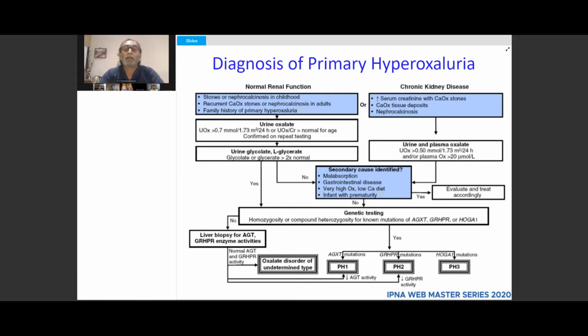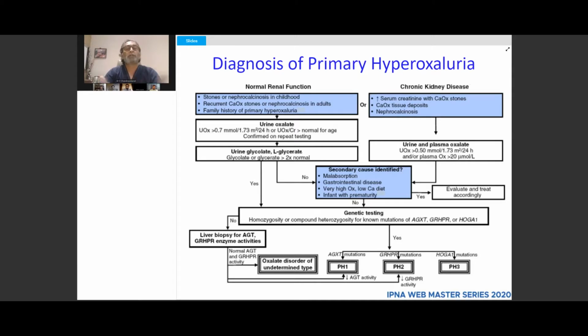At the same time, you have to rule out other secondary causes which come into the differential diagnosis. Look for malabsorption, gastrointestinal disease like Crohn's disease or cystic fibrosis, a patient on a very high oxalate-rich diet, or a very young infant with prematurity. So all these have to be ruled out. Once the molecular testing is done, you can categorize roughly whether it is primary hyperoxaluria type 1, 2, or 3. If the molecular testing is negative, then you have to plan for a liver biopsy to look for enzyme activities.